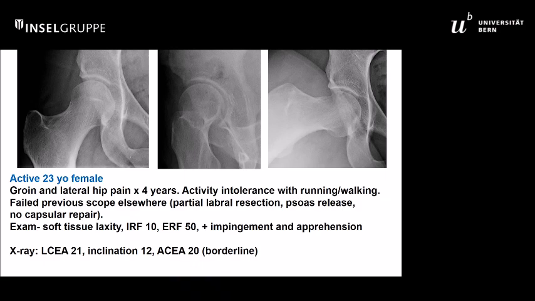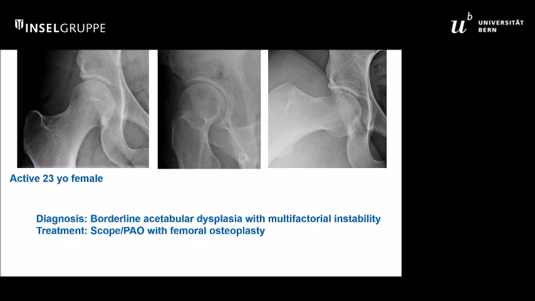So here's a typical patient, a 23-year-old female, pain for 4 years. She's had failed previous arthroscopy with sort of a less than ideal treatment: labral resection, releasing her psoas, no capsular repair. Her exam is significant for soft tissue laxity and evidence of continued impingement as well as instability, and she has borderline dysplasia. So I think in this patient, it's maybe not as debatable, but optimal treatment probably includes a PAO, but maybe we could have got this right from the beginning.